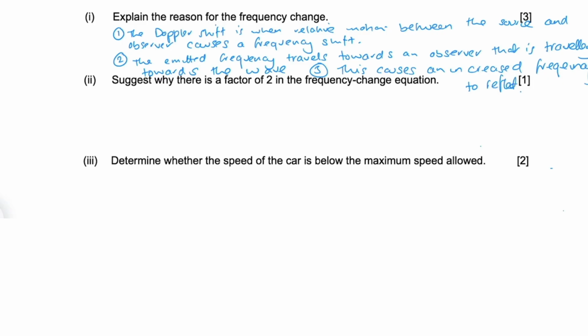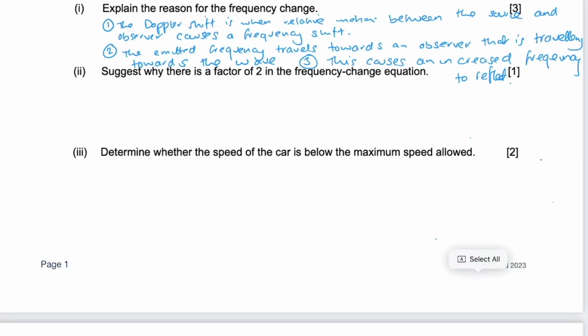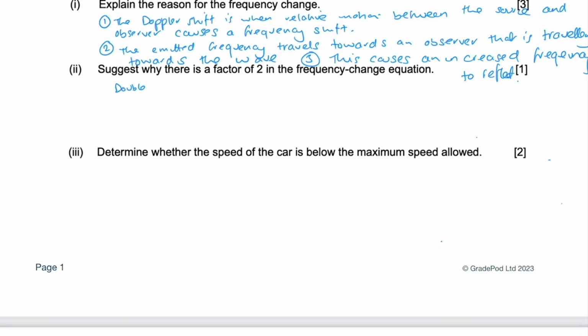That'll do. Sorry about this writing, it's very small there, isn't it? I haven't given myself enough space to write it. 2. Suggest why there's a factor of 2 in the frequency change equation. Well, with the radar we have a double Doppler shift. And we've talked about that in step 1.